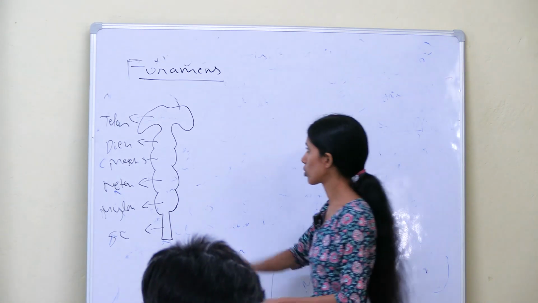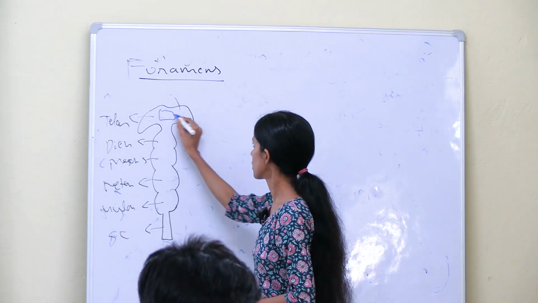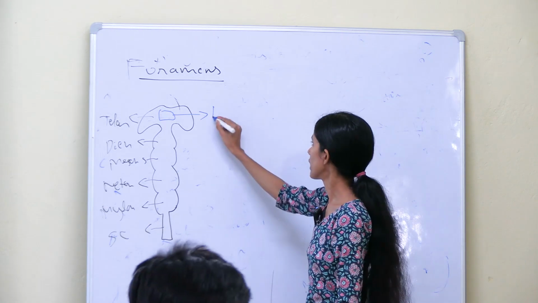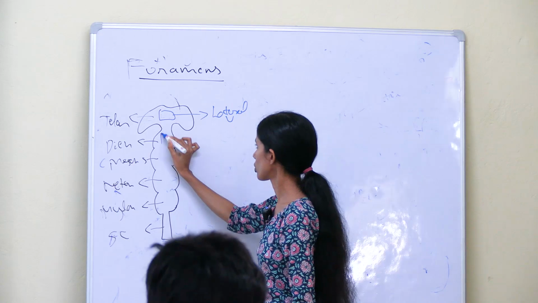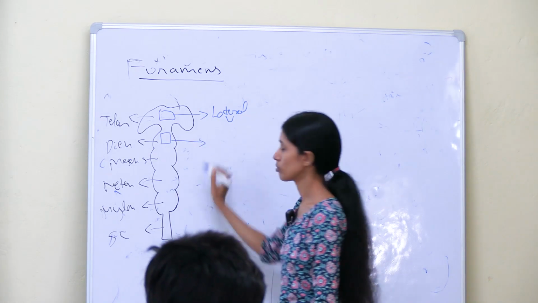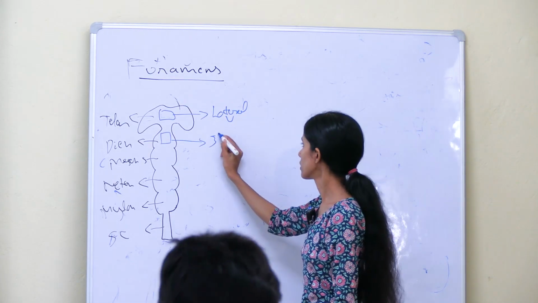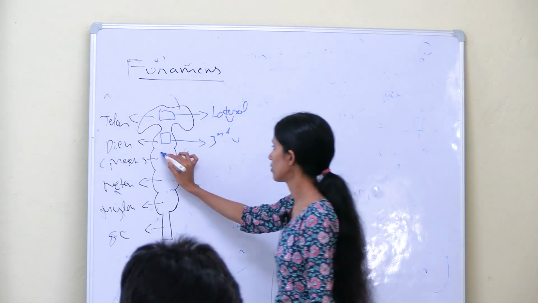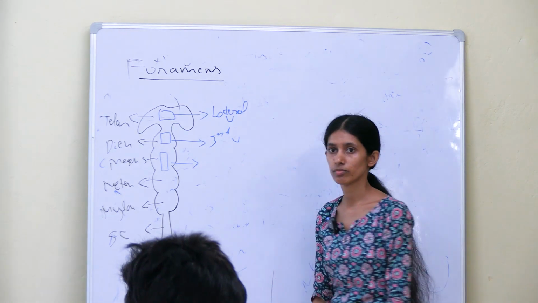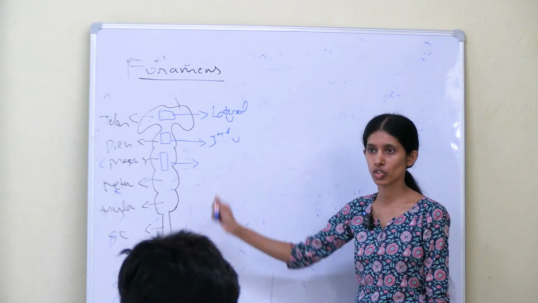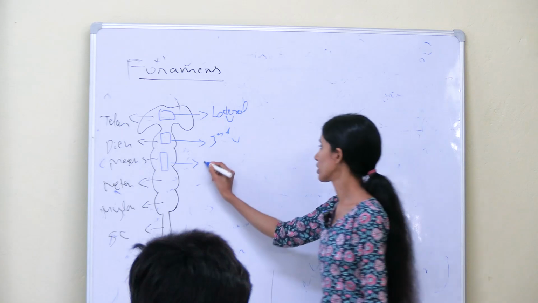Okay. So what about the ventricles? This is your lateral ventricle. And what about the ventricle present here? This is the 3rd ventricle. Then in this region, what structure can we see here? Aqueduct.